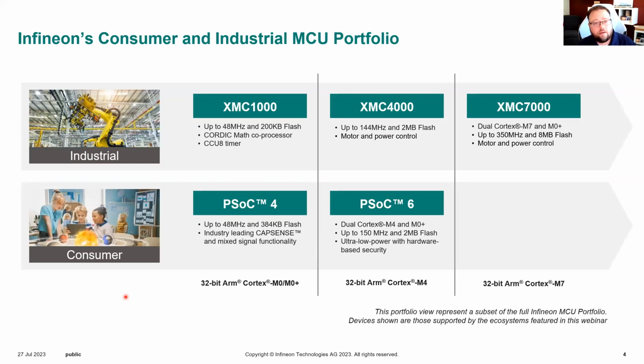This is a subset of Infineon's consumer and industrial MCU portfolio. There are other devices, other PSoC devices, going on up to the automotive space. So this is a subset that's really geared around these ecosystems that we're talking about. On the consumer side, we have the PSoC 4 devices with up to 48 megahertz, 384 kilobytes of flash, going up to the PSoC 6, which brings in dual core capability, 150 megahertz and up to 2 megabytes of flash. On the industrial side, we have the XMC1000, 48 megahertz, XMC4000 going up to 144 megahertz, 2 megabytes of flash, and then a recently released family, the XMC7000, that brings in the Cortex-M7 dual core plus the Cortex-M0, so quite a powerful industrial microcontroller, all being supported inside of the various ecosystems, or at least some of the ecosystems that we'll be talking about today.